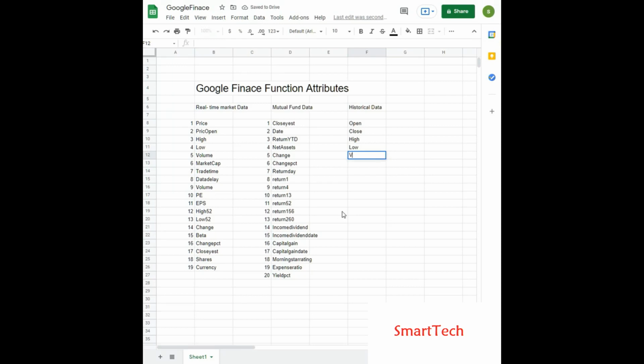And the last one is all, that means date, open, close, high, low, and volume written as a table.